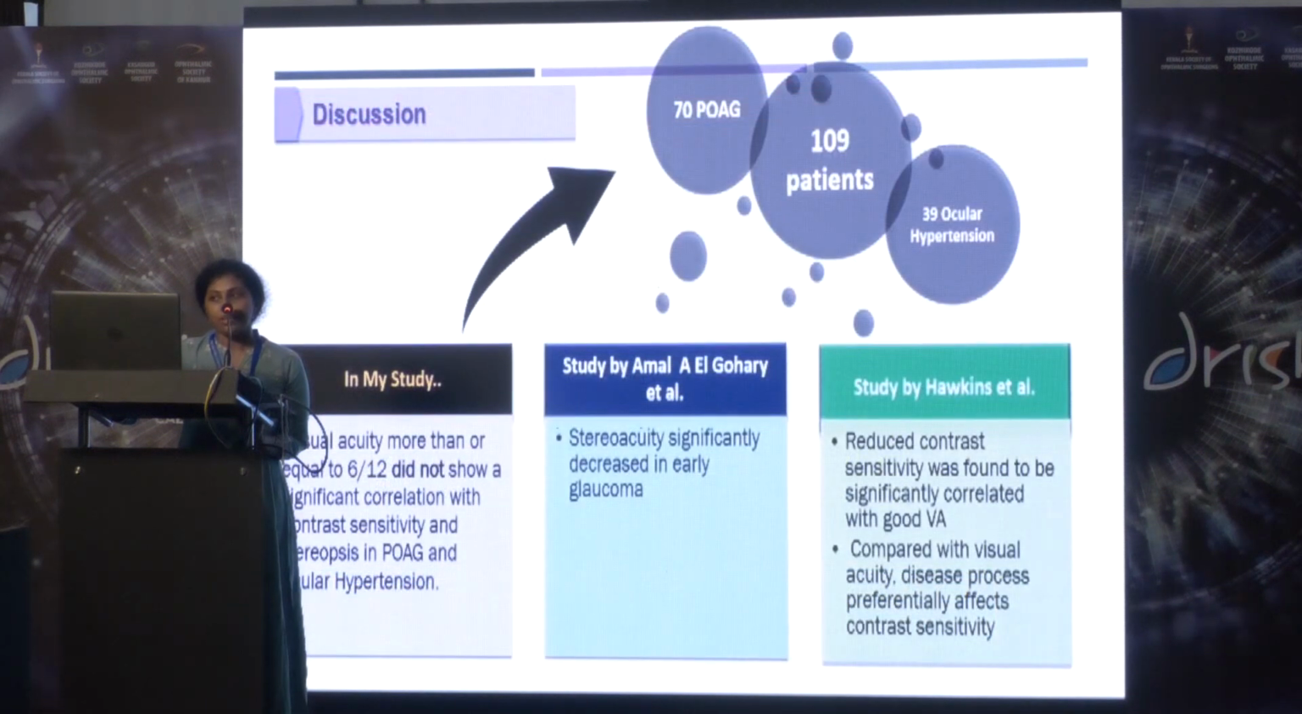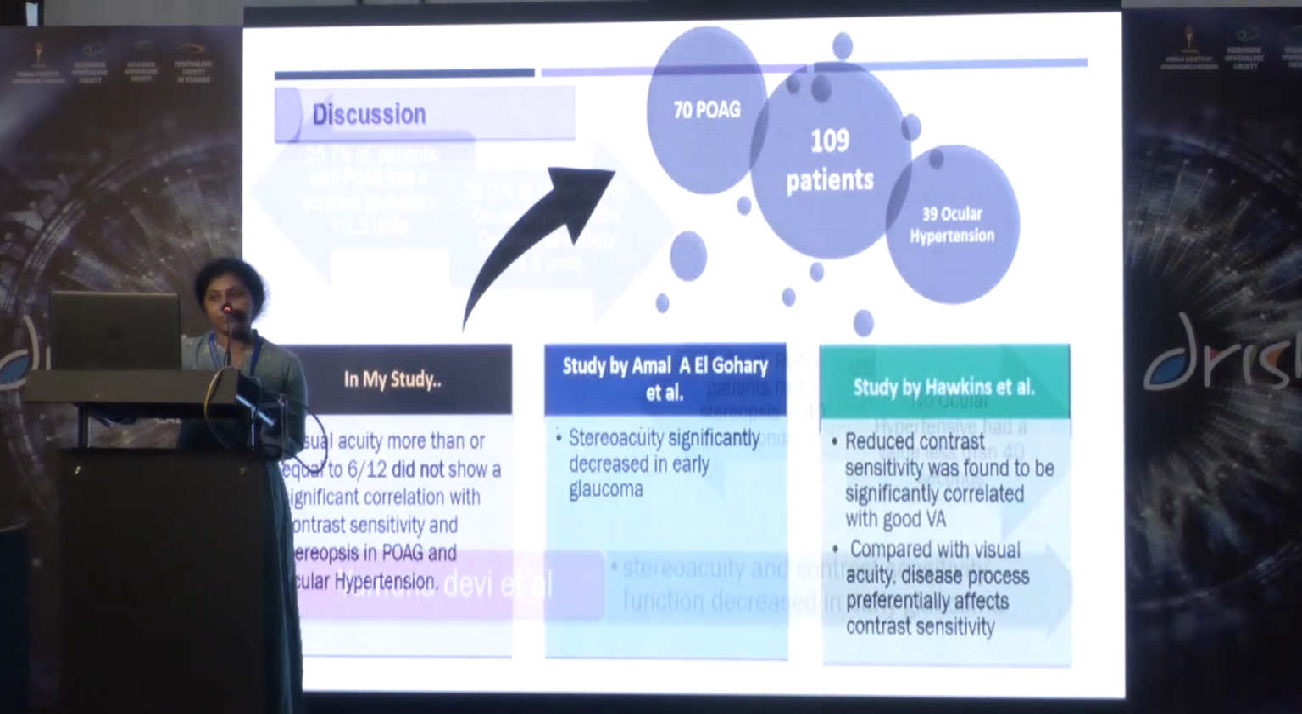Coming to my discussion, my study consisted of 109 patients with 70 POAG and 39 ocular hypertensives. In my study, visual acuity of more than or equal to 6/12 did not show a significant correlation with contrast sensitivity and stereopsis. In a study by Amal et al., stereo acuity significantly decreased in early glaucoma, and in a study by Hawkins et al., reduced contrast sensitivity was found to be significantly correlated with good visual acuity, and compared with visual acuity, the disease process preferentially affects contrast sensitivity.